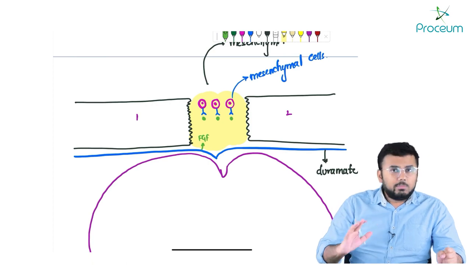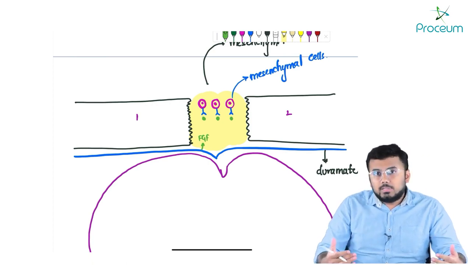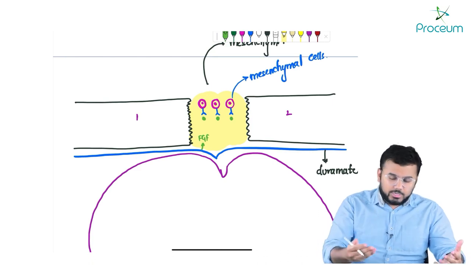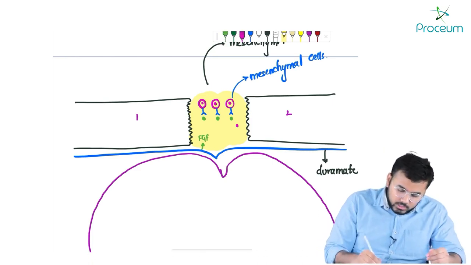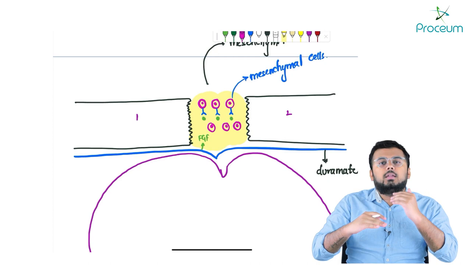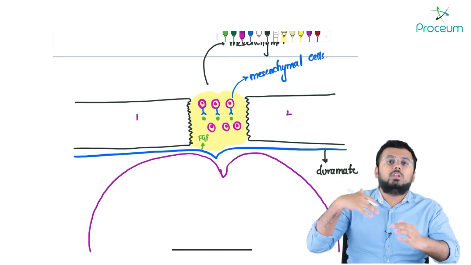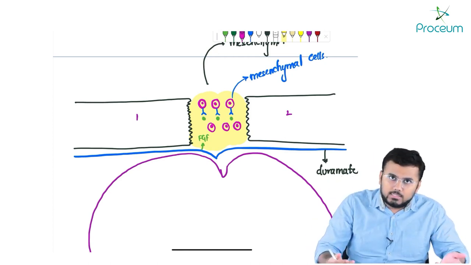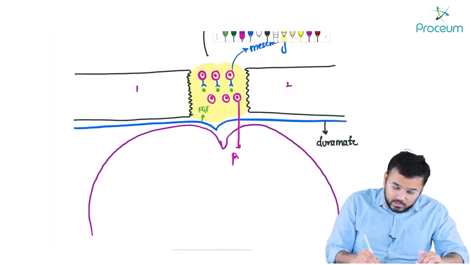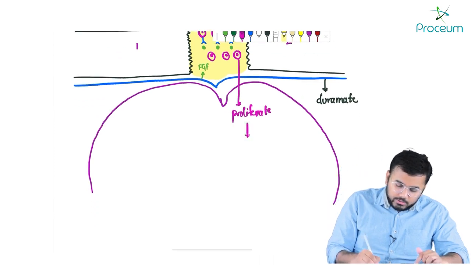Now mesenchymal cells are activated. When mesenchymal cells are activated, they proliferate, they divide. Let me show the division also. You see, the mesenchymal cells started to divide, and what these mesenchymal cells will do is that they will transform into, or proliferate into, osteoblast cells.